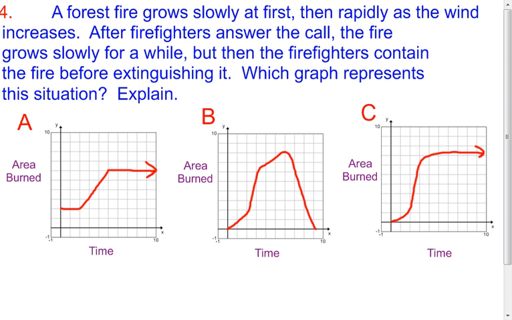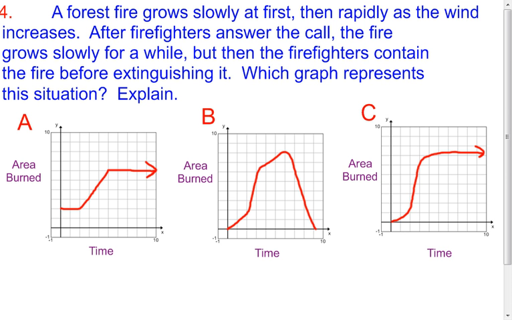All right, then this is a multiple choice one, which seems so easy, but it's really not. This is talking about a forest fire that grows slowly at first and then rapidly as the wind increases. After the firefighters answer the call, the fire grows slowly for a while, but then the firefighters contain the fire before extinguishing it. Which graph represents this situation?